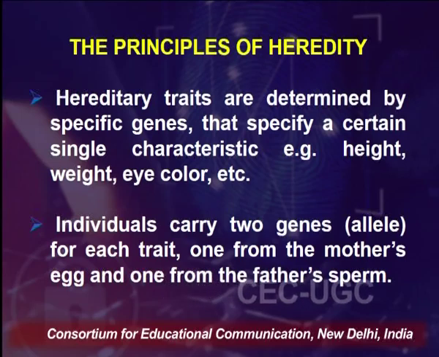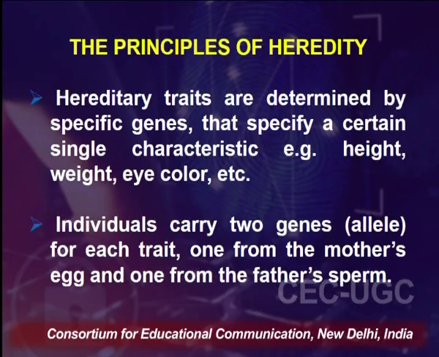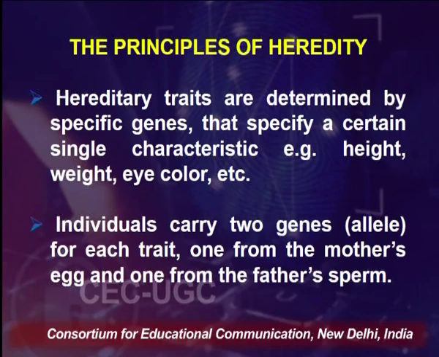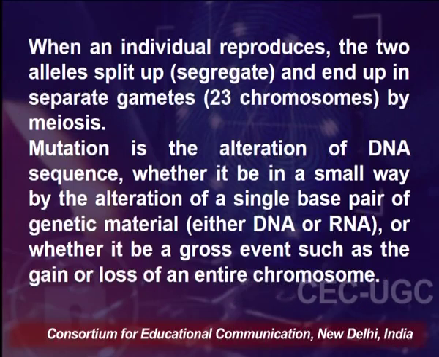Then the principles of heredity. Hereditary traits are determined by specific genes that specify a certain single characteristic, for example height, weight, eye color, skin color, etc. Individuals always carry 2 genes, or we can say 2 alleles, for each trait: one from the mother's egg and one from the father's sperm. So depending upon what is transferred to them, they will look the same. When an individual reproduces, the 2 alleles split up and end up in separate gametes by meiosis.